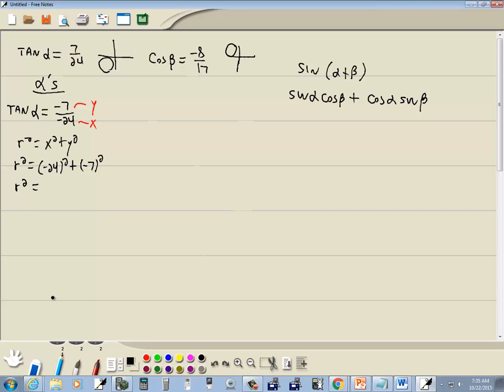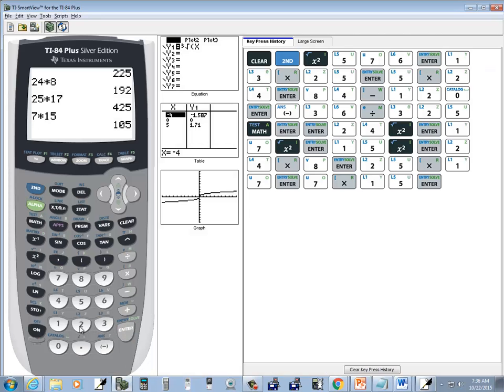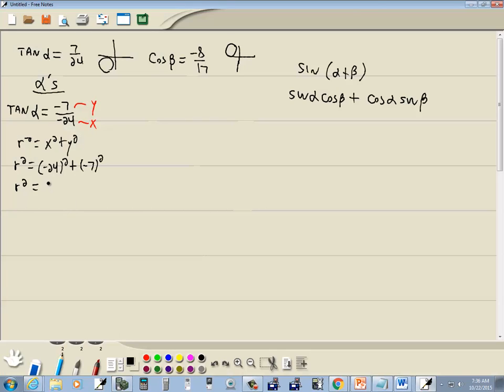So we got r squared is equal to negative 24 squared plus negative 7 squared. So r squared is equal to 576 plus 49. So r squared is equal to 625. Now we'll drop our squared and we put a plus or minus square root on the other side. Remember, r is always positive, so I drop the negative, and square root of 625 is 25.